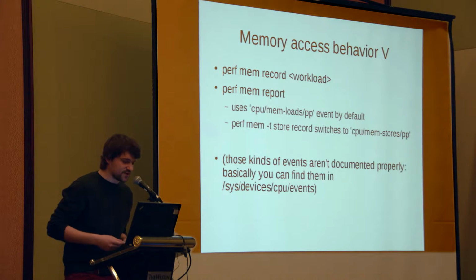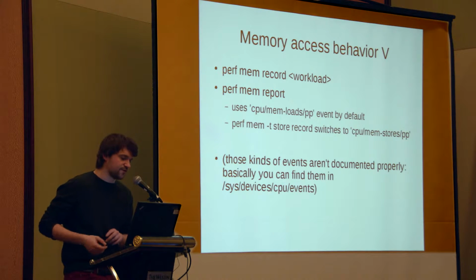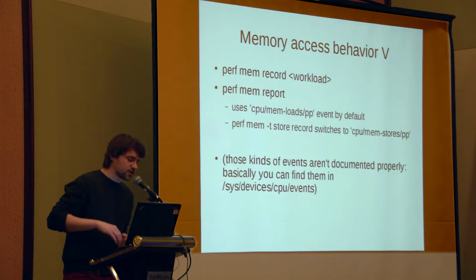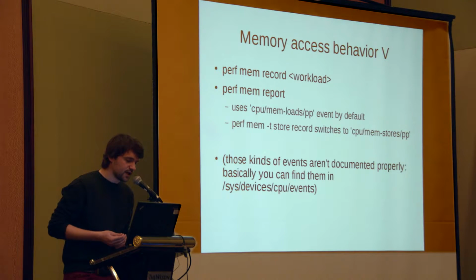It's basically a wrapper around perf record. Most of these perf commands, like perf lock, perf mem or perf kvm, are wrappers around record which just do some fancy stuff with the arguments. In this case, they use the CPU mem loads event with 2 precision levels. There's an opposite command, perf mem store, which shows you the stores to the memory, and it's basically an alias for the CPU mem stores event with double precision level.